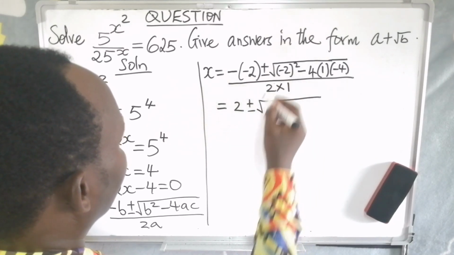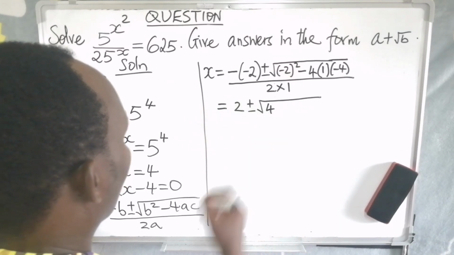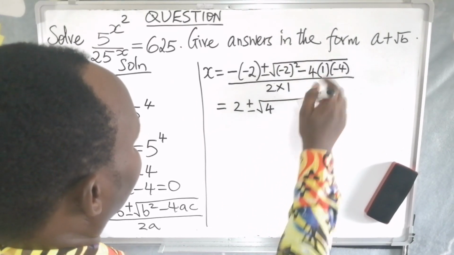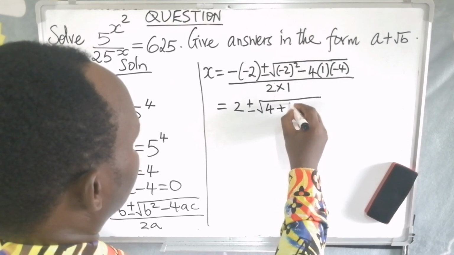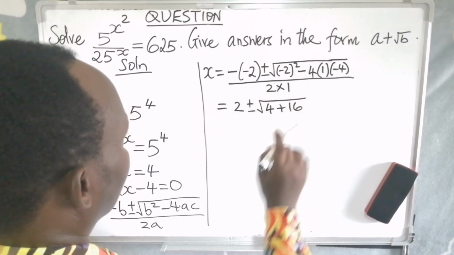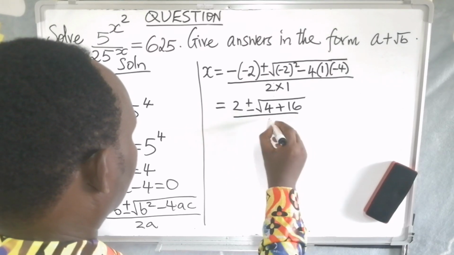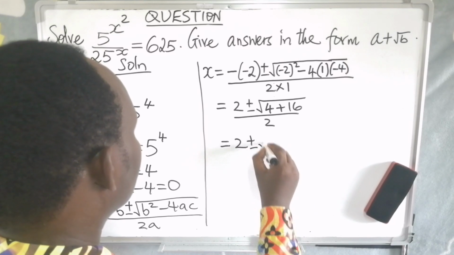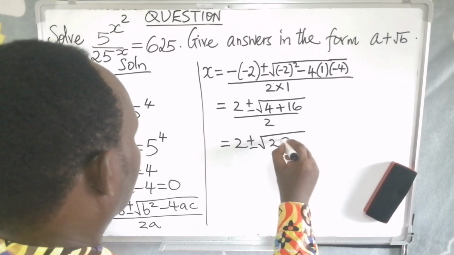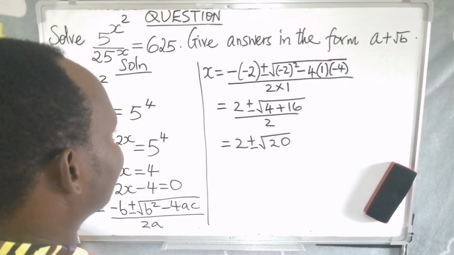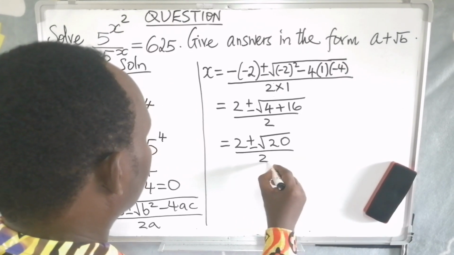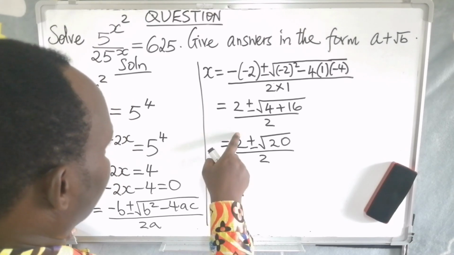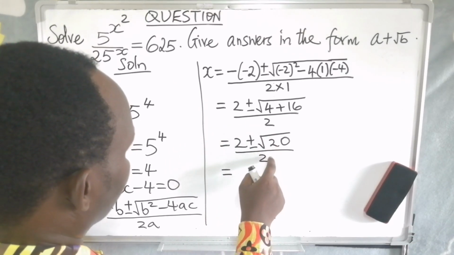the square root of negative 2 squared, which is 4. Negative 4 times 1 times negative 4 becomes 16. And there we have over 2, this gives us 2 plus or minus the square root of 20. That is 4 plus 16 is 20, over 2. So what do we need to do? We divide 2 by 2 and root 20 by 2.